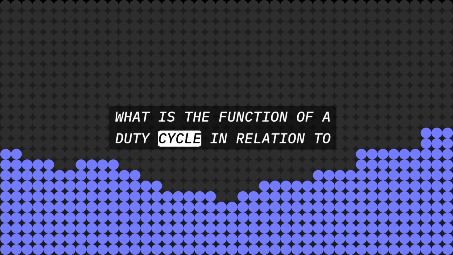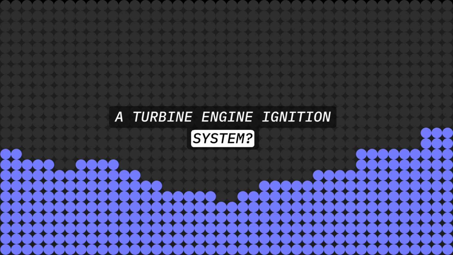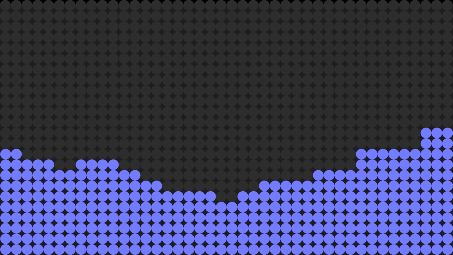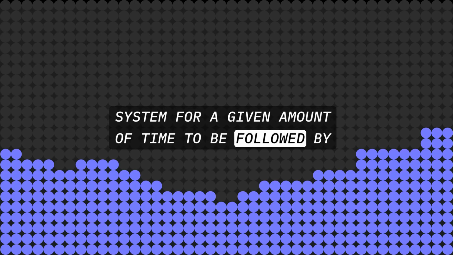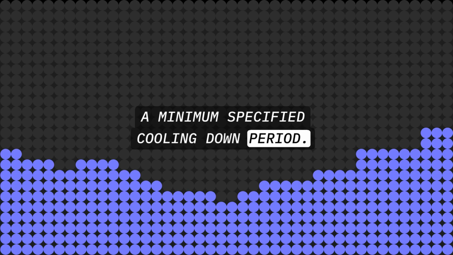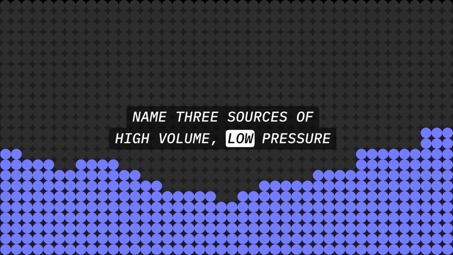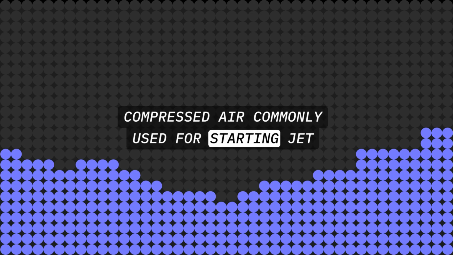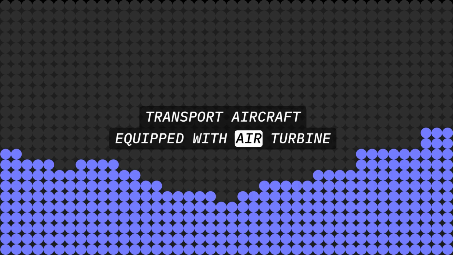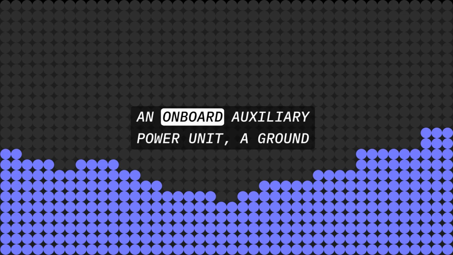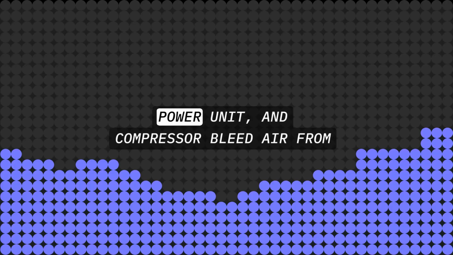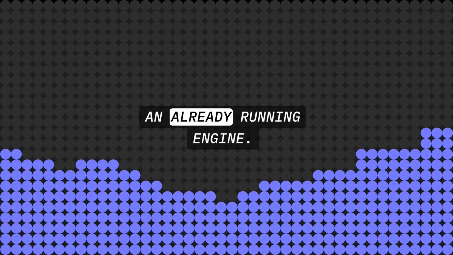What is the function of a duty cycle in relation to a turbine engine ignition system? A duty cycle allows the operation of the ignition system for a given amount of time, to be followed by a minimum specified cooling down period. Name three sources of high volume, low pressure compressed air commonly used for starting jet transport aircraft equipped with air turbine starters. An onboard auxiliary power unit, a ground power unit, and compressor bleed air from an already running engine.